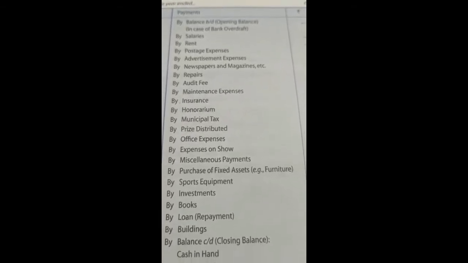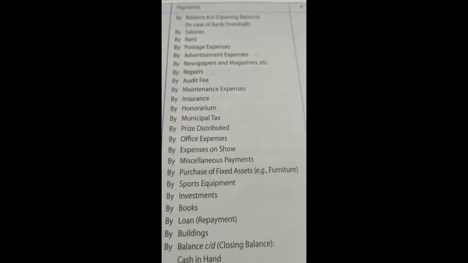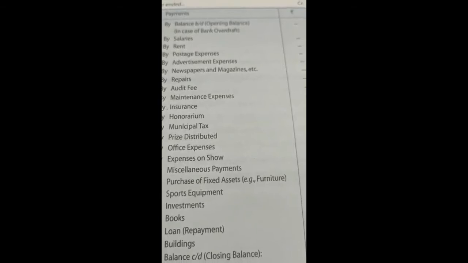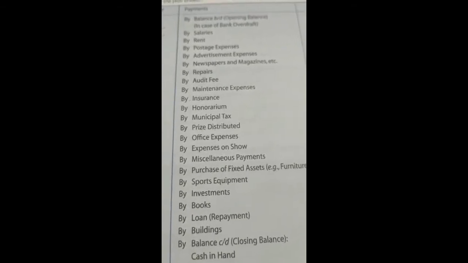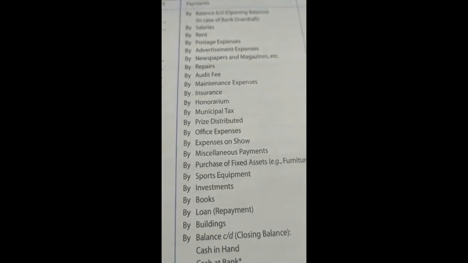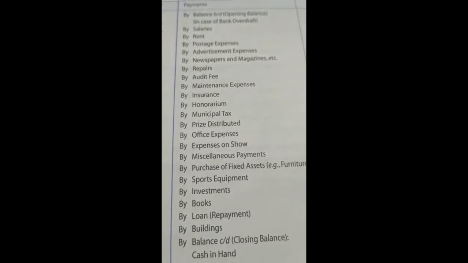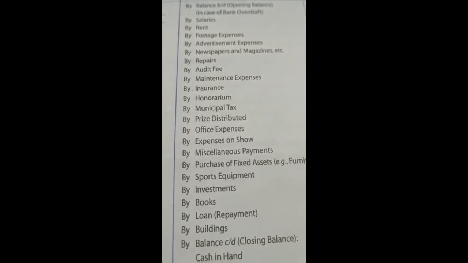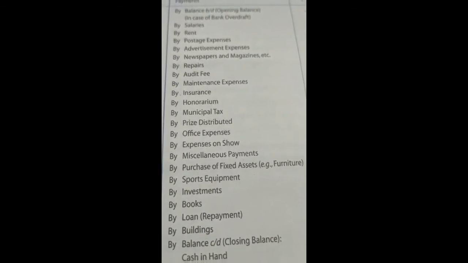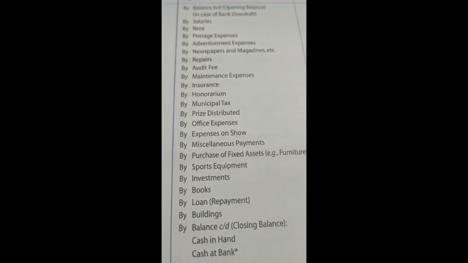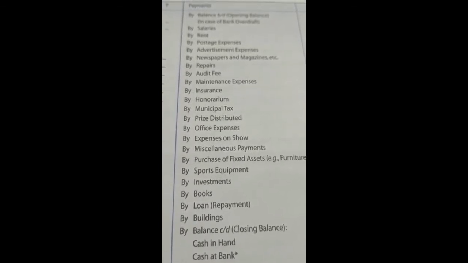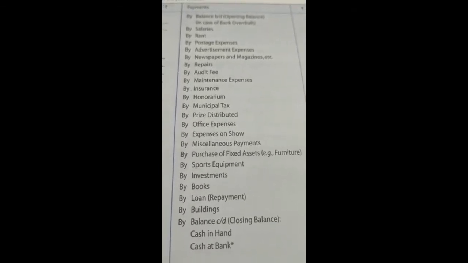Next is municipal taxes. We know the taxes paid to the municipality are your payment. Next is prizes distributed. If the not-for-profit organization arranges any event and distributes any prizes, those prizes are also payment. Next, office expenses, we know. Then we have expenses on show. If any show is organized, the expenses paid on that show are also payment. Next is miscellaneous payments. Miscellaneous payments are also payment.